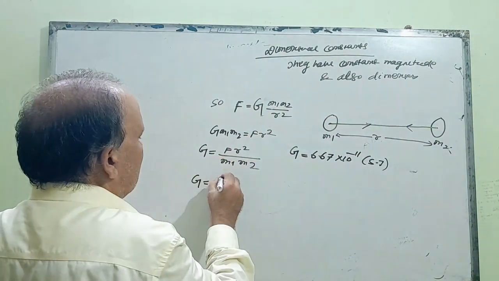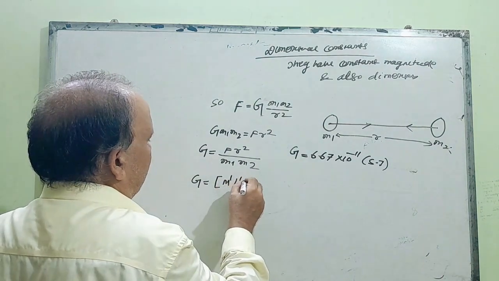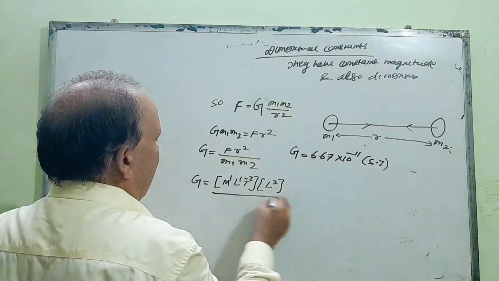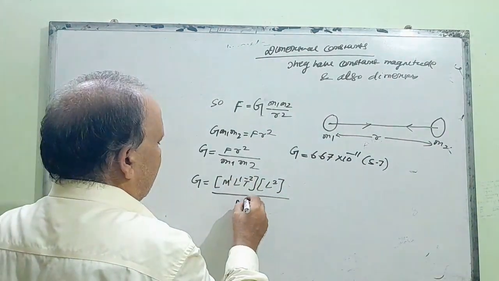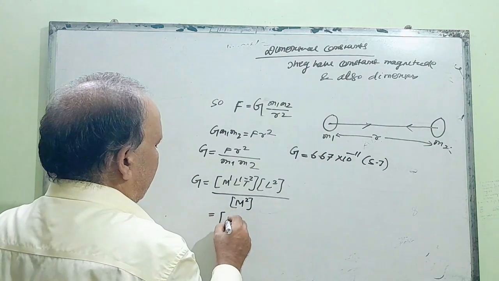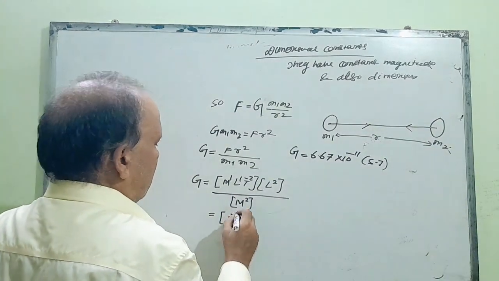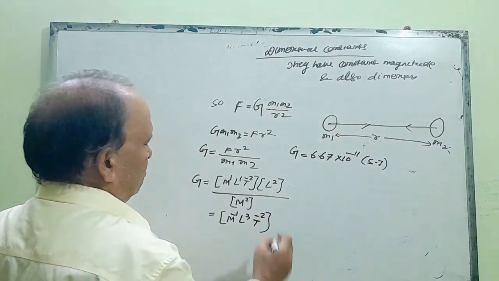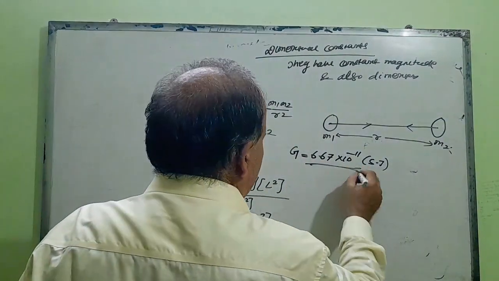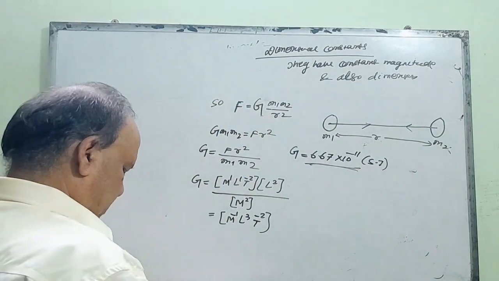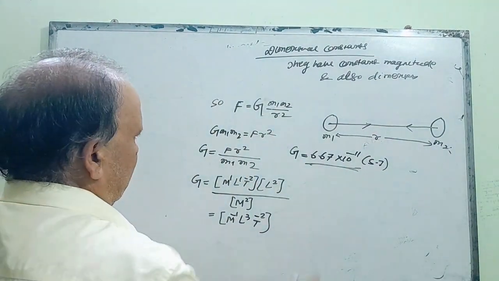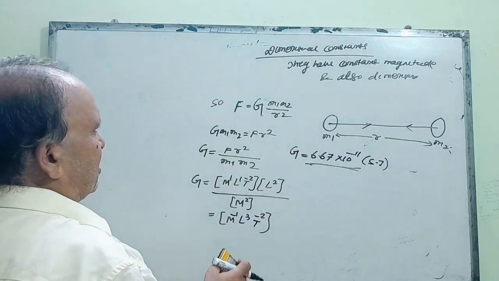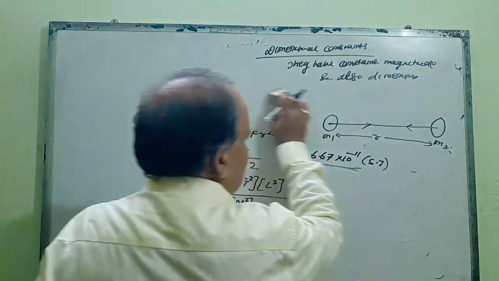Or G is equal to the dimensional formula of force, M L T to the power minus 2. R square means distance, that is length square. There are two masses, so we can write M square. That is equal to M to the power minus 1, L cubed, T to the power minus 2. You see, it has a constant magnitude, that is 6.67 into 10 to the power minus 11 SI, but it has dimensions. So universal gravitational constant is a dimensional constant.